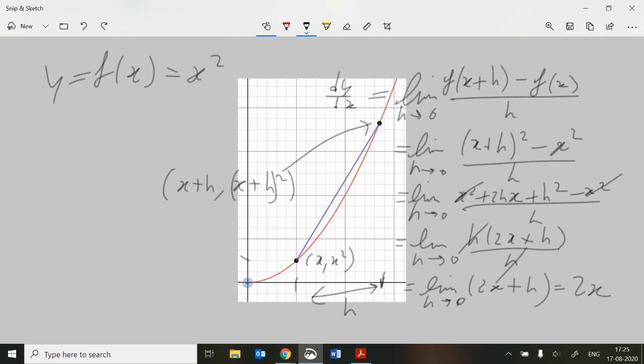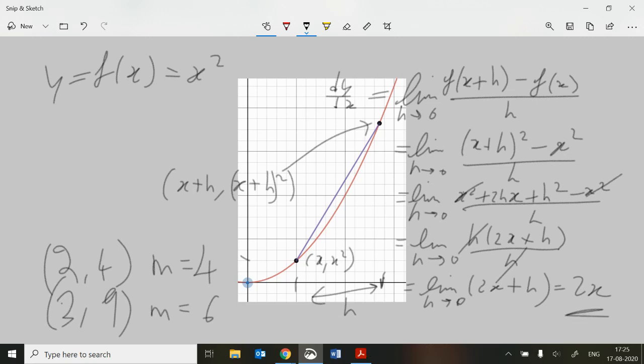Now, what does that tell us? That tells us then that when we have the coordinate point 1, 1, we have a gradient of 2, 2 times 1. When we have the coordinate point 2, 4, at that particular point, the gradient is 4. Not because of this, but because of this. We need to double the x value. The coordinate point 3, 9, we know that we have a gradient of 6 because of this, 2 times x. The gradient function is dependent on x here.